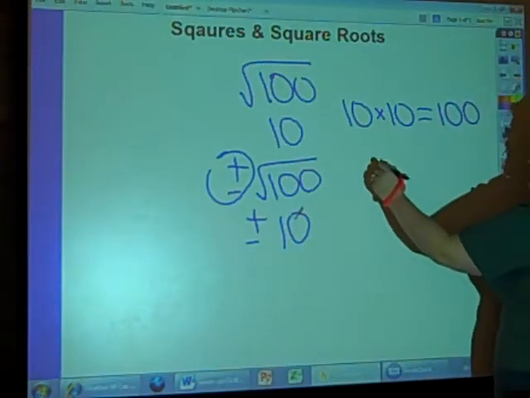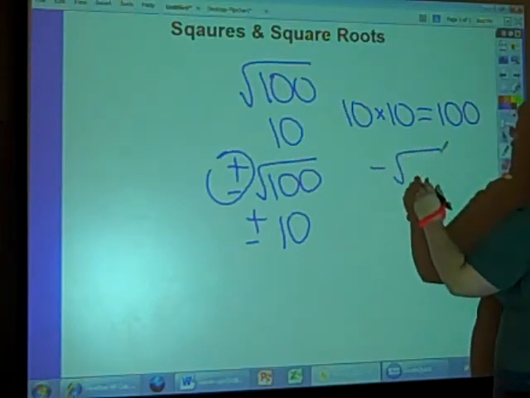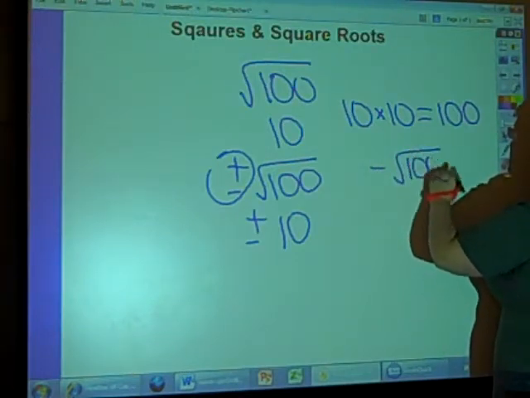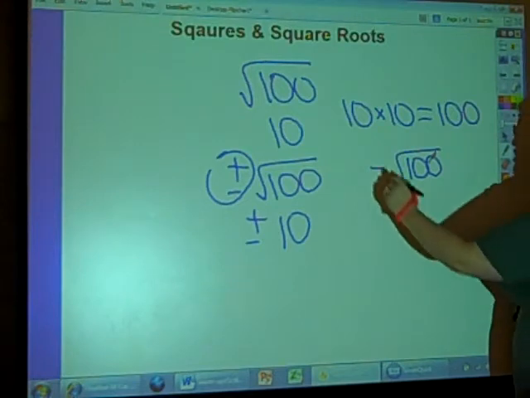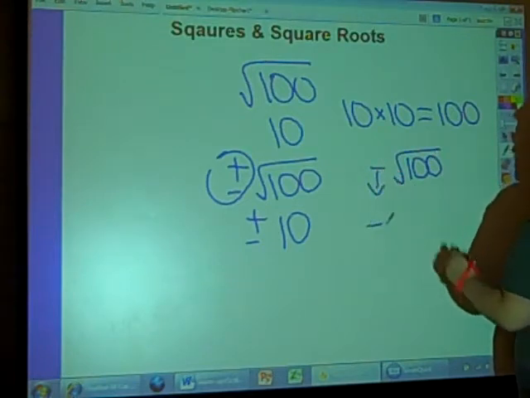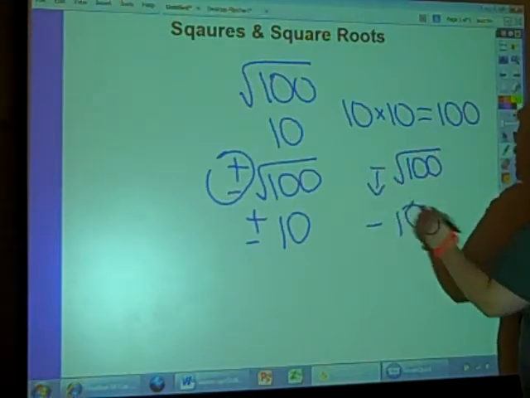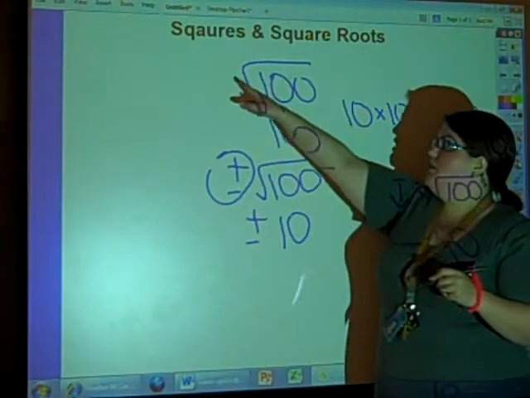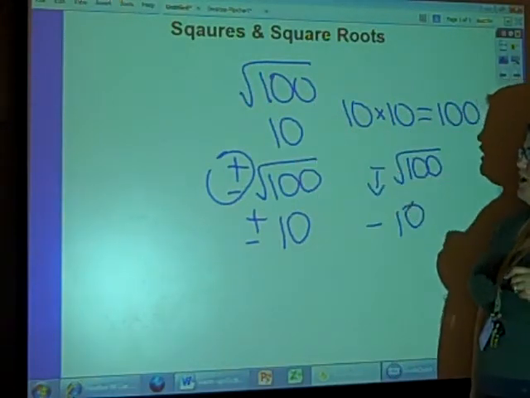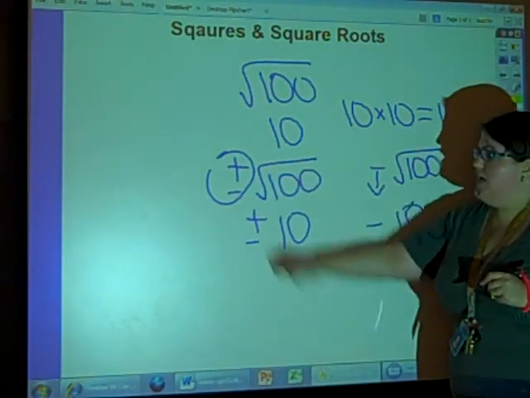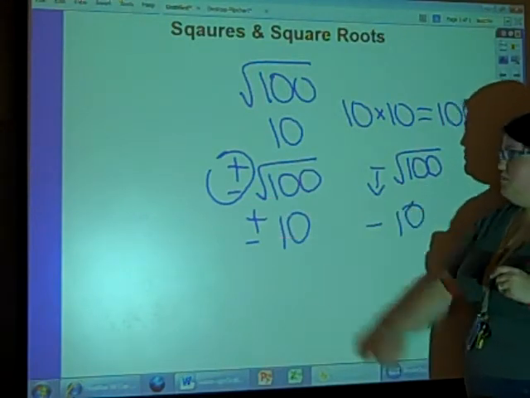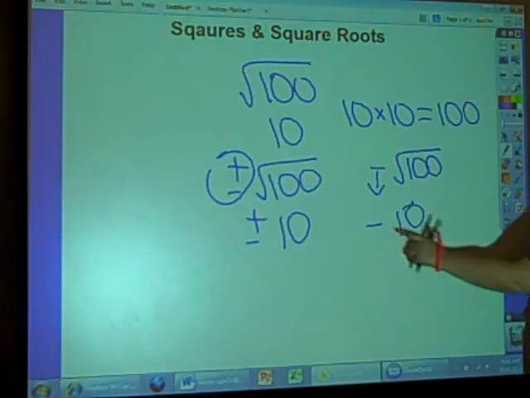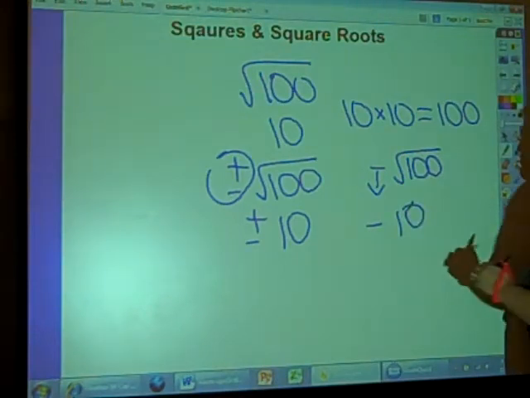Sometimes you're going to see it where it wants the negative value of the square root of 100. You're going to just drop that negative down, and since the square root of 100 is 10, you're going to tell us it's negative 10. If there's no symbol on the outside, it just wants the positive value. If you've got the positive and negative symbol, you bring that symbol down. And if it just wants the negative value, just bring that negative symbol down.